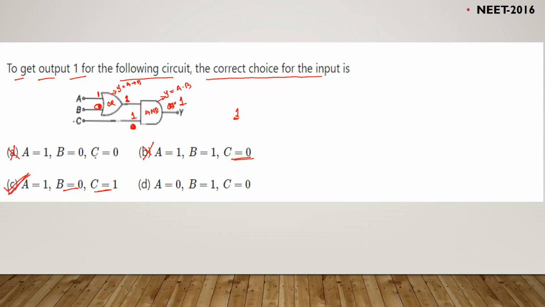Let us see the fourth one. If input A is 0, input B is 1, again here it will be 1. But again input C is 0. So 1 into 0 will be 0. So this can't be the answer. So the correct option is C. I hope everyone is getting these problems. Let us move on to the next problem.